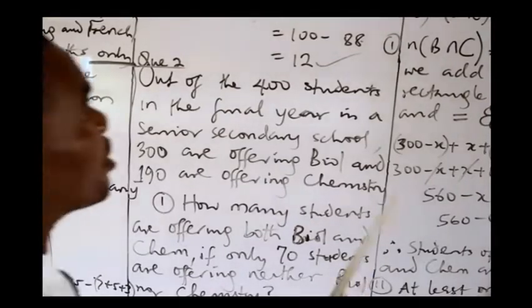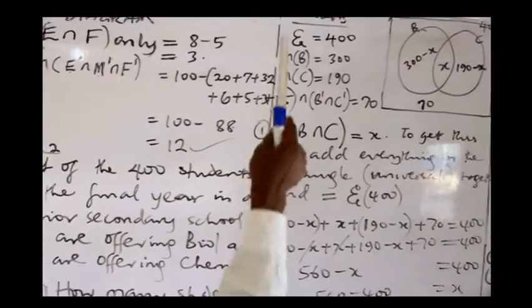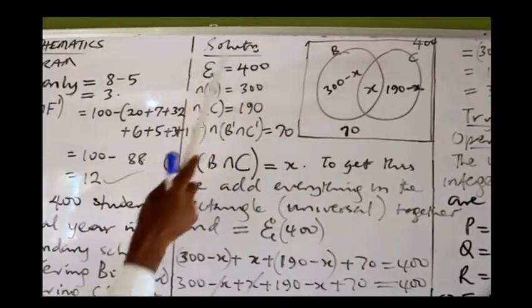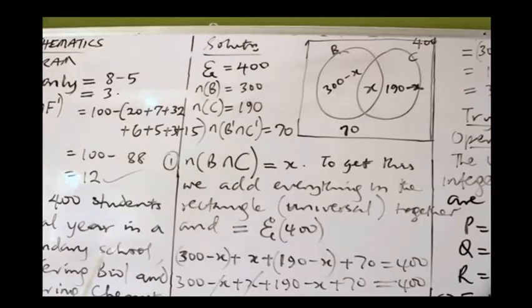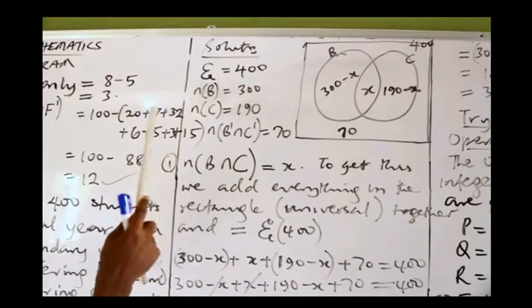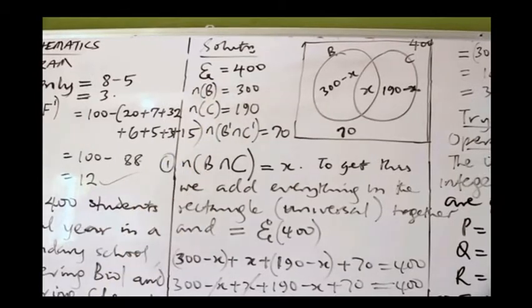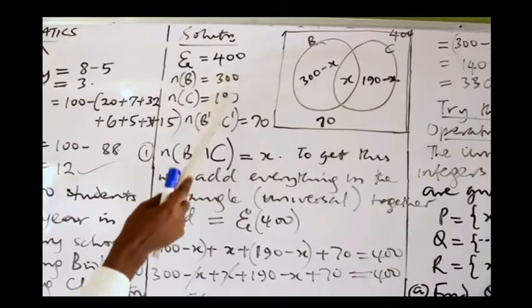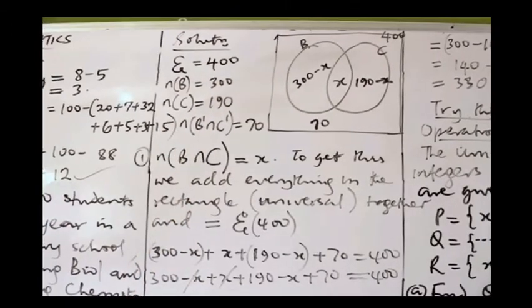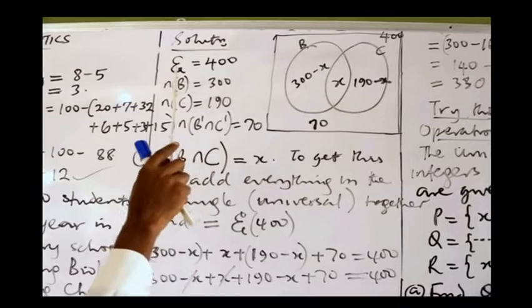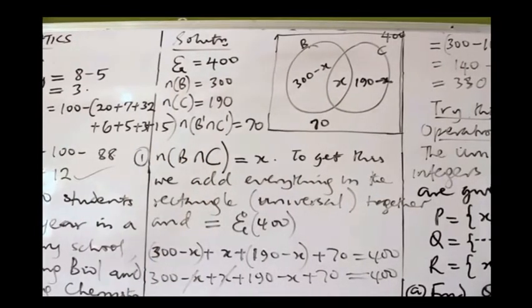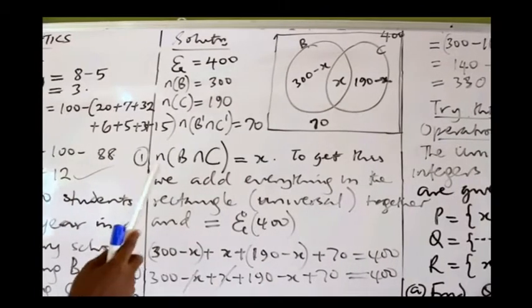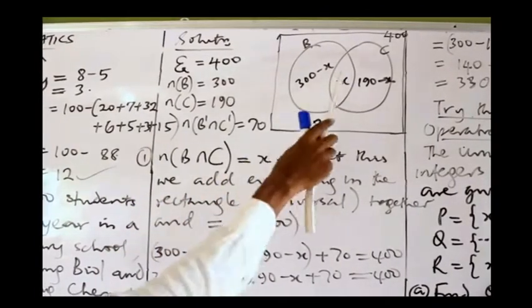Now, let's start. The first thing you do is you highlight or write down all the things given in the question. One, the total number of students we have represents the universal set. The number of people that are offering biology, let's represent biology by B, is 300. Number of people offering chemistry, 190. Though if you add them together, it will be more than 400. That shows that some people that are offering biology are also offering chemistry. So we have it overlapping. And that's the reason why later on, you see that the diagram will be like this.